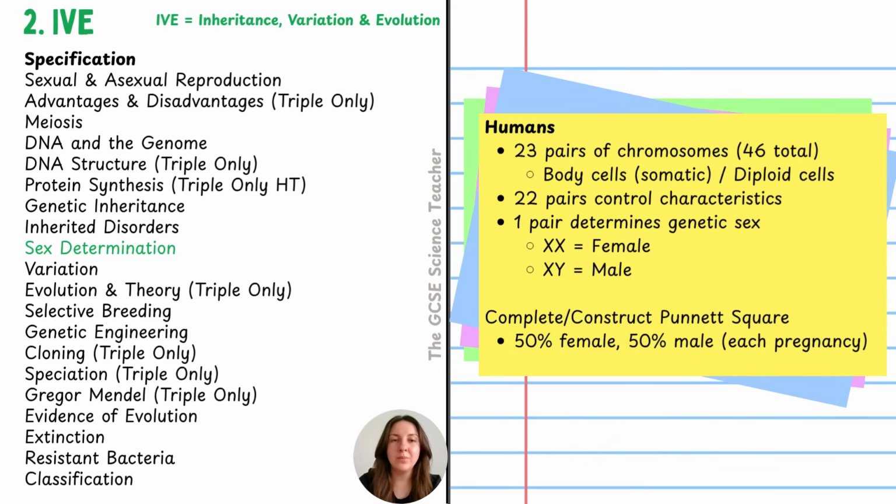In human diploid somatic cells, there are 23 pairs of chromosomes, or 46 in total. 22 of those pairs control characteristics, and one of those pairs determines genetic sex. XX chromosomes show as a female, XY chromosomes show as a male. You could be expected to complete or construct Punnett squares, but you need to know that there's always a 50% chance of a female and a 50% chance of a male, even with multiple pregnancies.